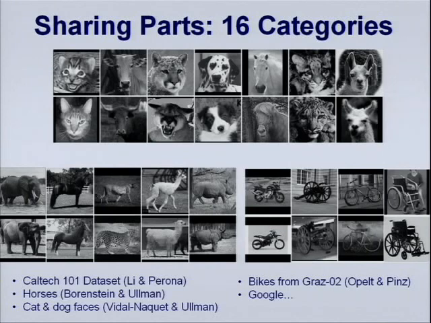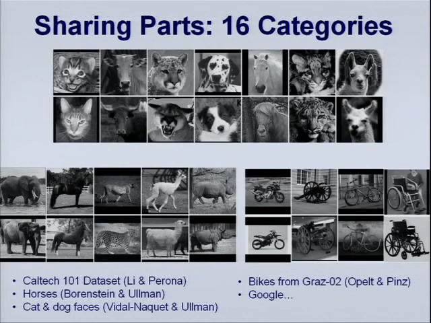Okay. So to test this, I wanted to look at a set of object categories where there was some hope that sharing parts among them would provide benefit. So we put together a data set with 16 categories. There's 7 animal faces, 5 animal profiles, and 4 things with wheels, vehicles, whatever you want to call them. And now each training image is labeled with which of these 16 categories it's a member of.